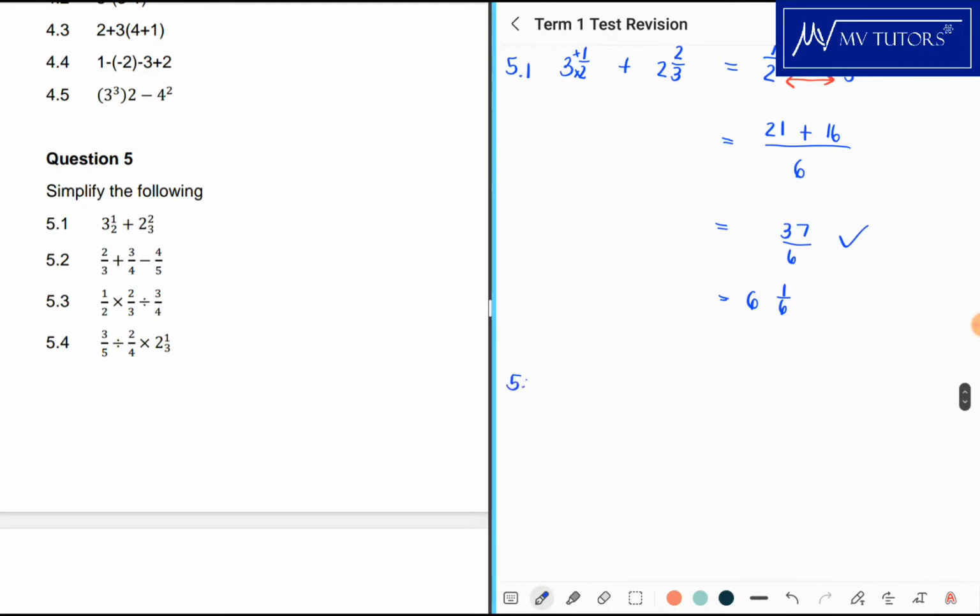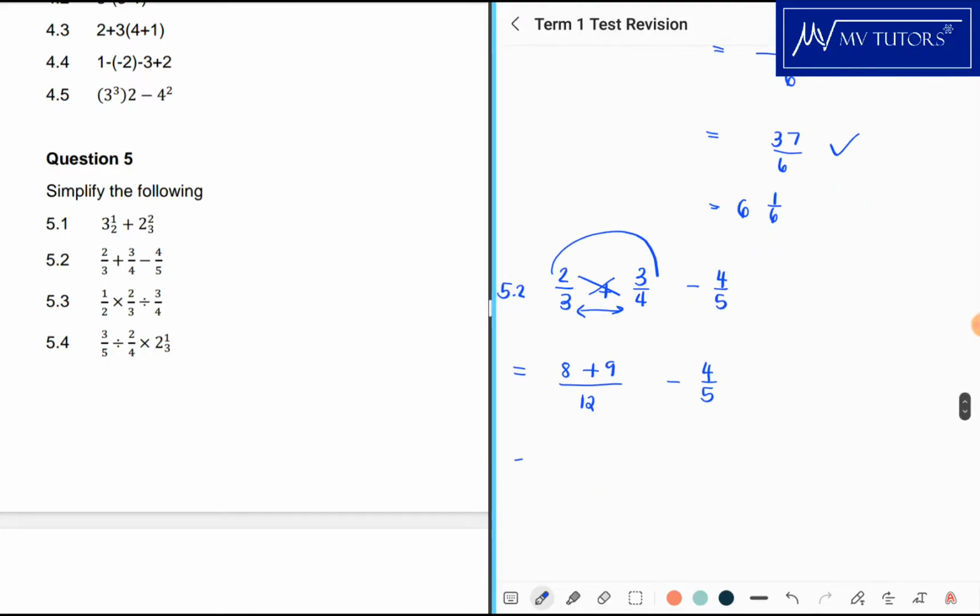What about 5.2? All right, so we have quite a long one. We have 2 over 3 plus 3 over 4 minus 4 over 5. I would suggest let's start with these two fractions first. Okay, we have different denominators, so we're going to multiply these two. 3 times 4 is 12. 2 times 4 is 8. 3 times 3 is 9, and we're adding. And we're going to leave this fraction as it is for now. So what is 8 plus 9 is 17 over 12 minus 4 over 5.